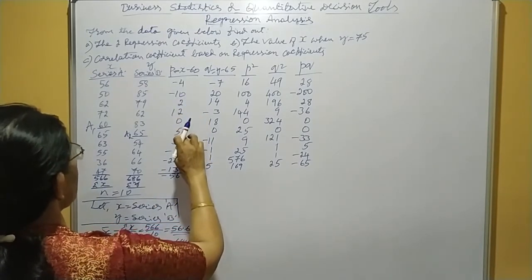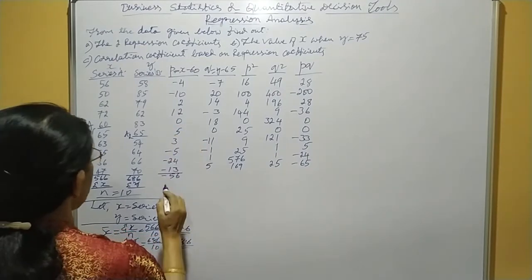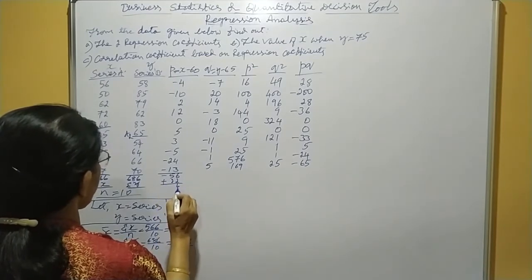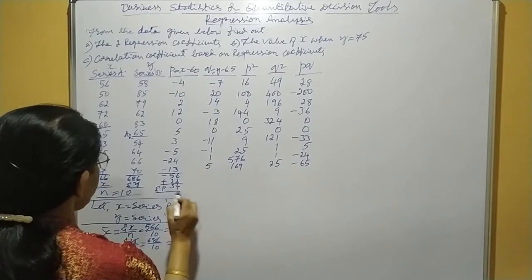Then take the plus values total. 2, 12, 14, 14, 19, 22. Plus 22. Difference is 34. That is sigma P.